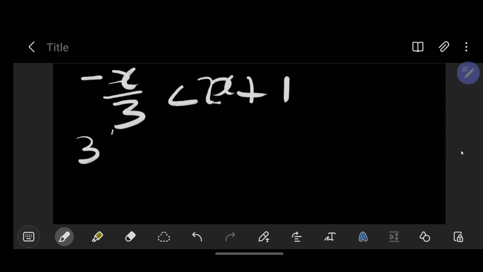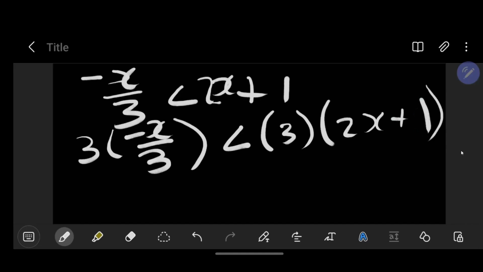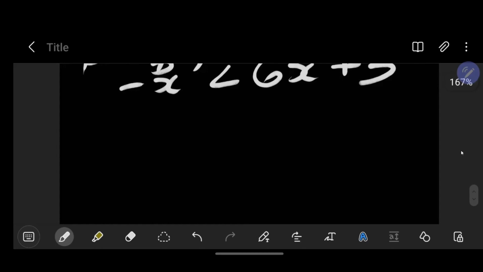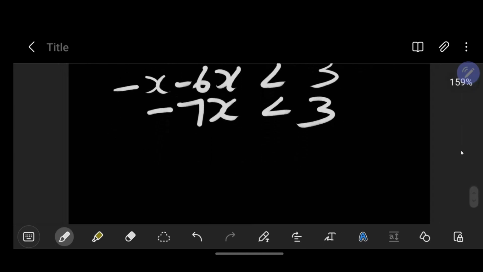So we'll have 3 into minus x over 3 is less than 3 into 2x plus 1. So 3 and 3 cancel, so we have minus x is less than 6x plus 3. Okay, so remember we're solving for x, so let's take the like terms to the same side. So we have minus x minus 6x is less than 3, and this is basically minus 7x is less than 3. We need to solve for x.